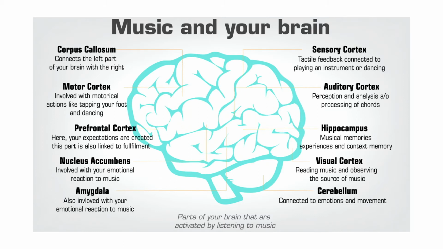The hippocampus, musical memories, experiences in the context of music itself. Visual cortex, reading music and observing the source of music, looking at different instruments and different people as they're arranged on a stage. The cerebellum, connected to emotions and movement in terms of music. The amygdala is also involved in our emotional reaction to music. The nucleus accumbens, also involved in our emotional reactions to music.